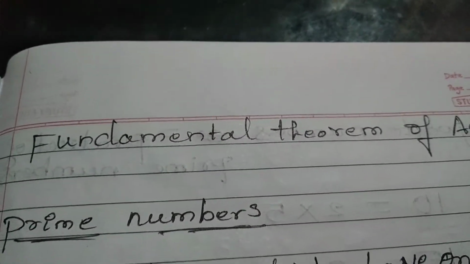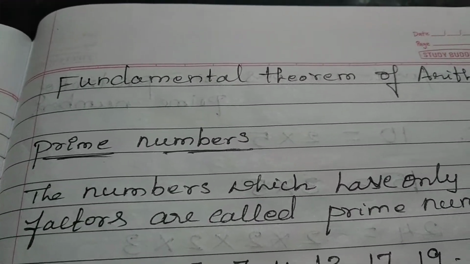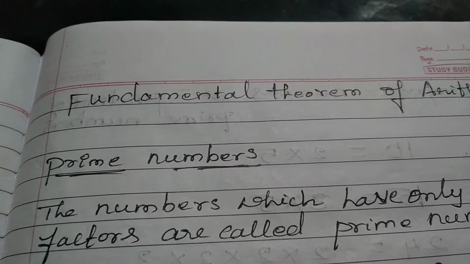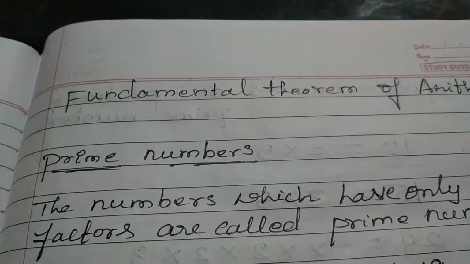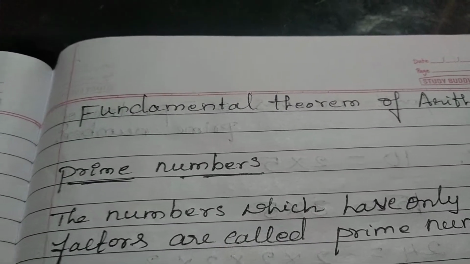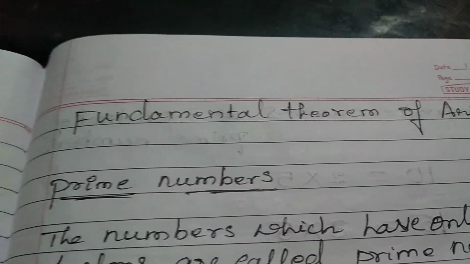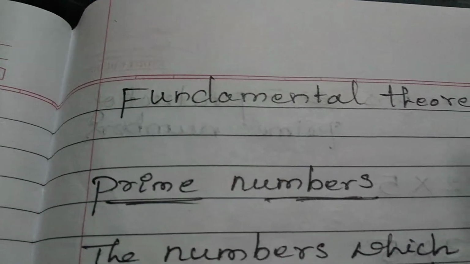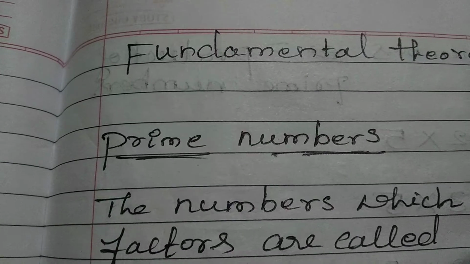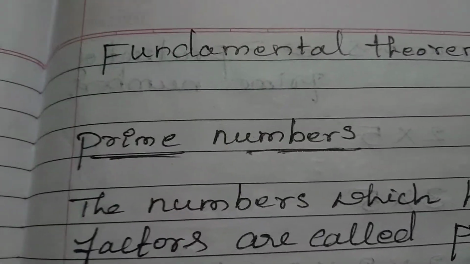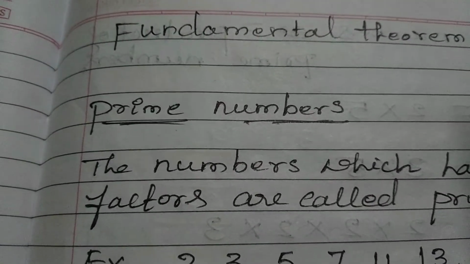Actually, the fundamental theorem of arithmetic says that the product of prime numbers is equal to a composite number. So a product of prime factors is equal to a composite number. That means any composite number can be expressed as a product of prime numbers. Before we start the fundamental theorem of arithmetic, we need to know what prime numbers are. Children, in class 7 or class 8, you already came across prime numbers.